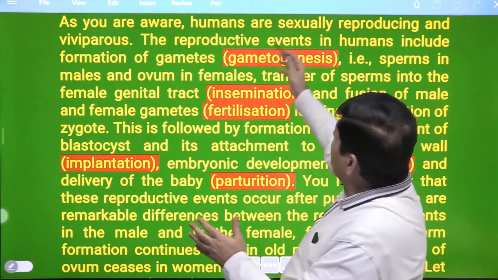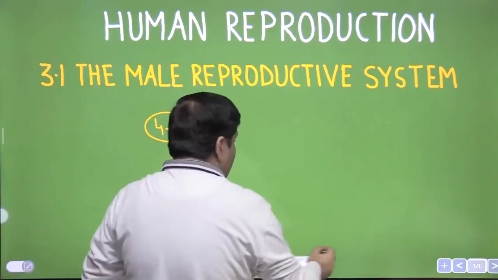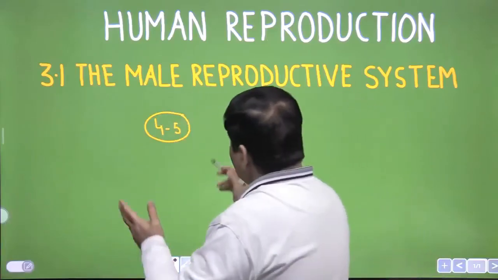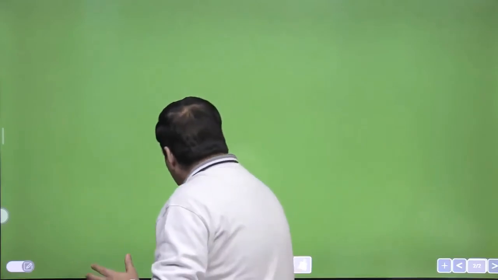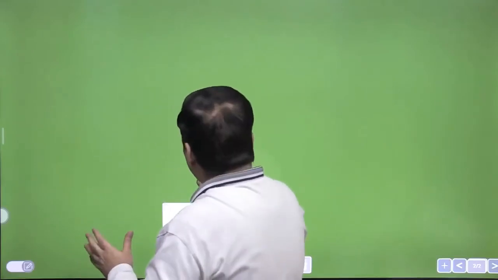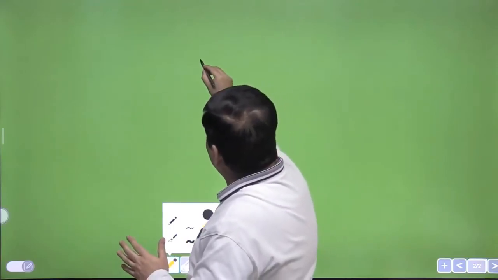Now, when we say that human beings are sexually reproducing, what are the questions that can be framed on this very line? What can be the question that can be framed on human beings being sexually reproducing? Please understand that sexual reproduction has a big advantage over asexual reproduction. This is an important question that was important in chapter 1 as well, reproduction in organisms. We have discussed this chapter with you. I hope you know the answer.